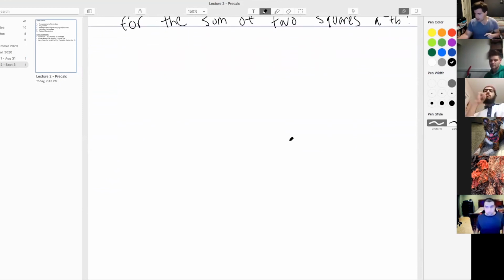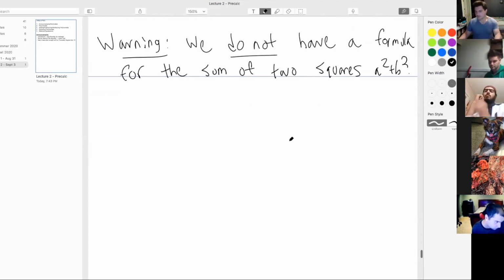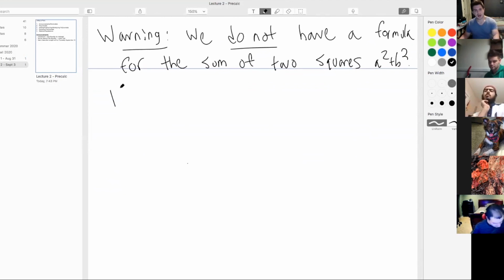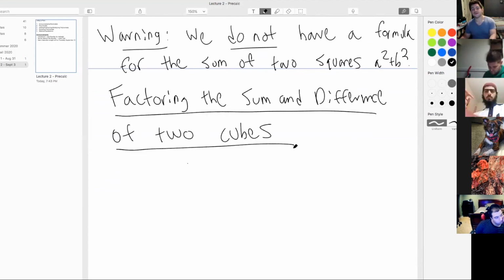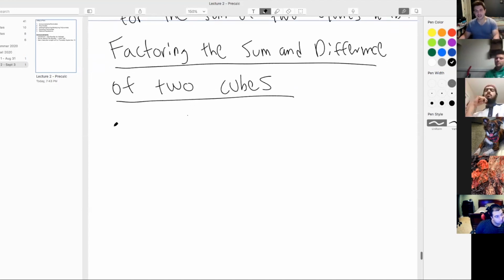All right, good. The next heading will be factoring the sum and difference of two cubes. This is kind of like the analog of the previous technique. Essentially, I'm just going to give you the formulas. So we have the following formulas. I'm just going to get straight to it.